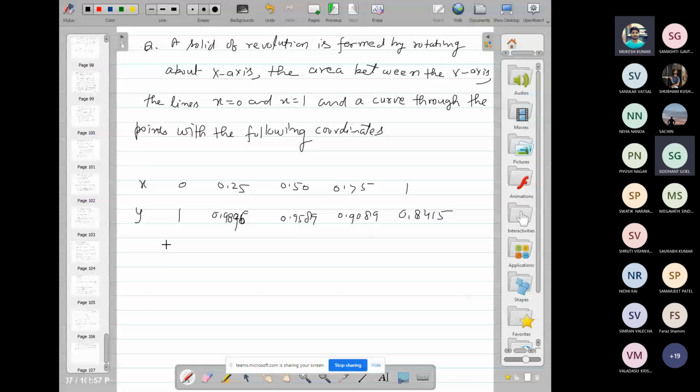And here the problem is: a solid of revolution is formed by rotating about the x-axis the area between the x-axis and the line, and a curve whose coordinates are given. Suppose this is the x-axis and the line x is equal to 0, and suppose this is the line x is equal to 1, and the curve is maybe any shape, the curve is y is equal to f(x).